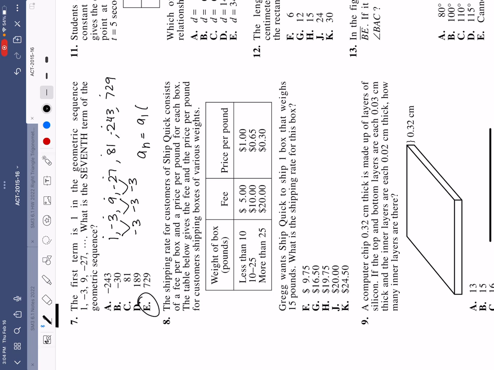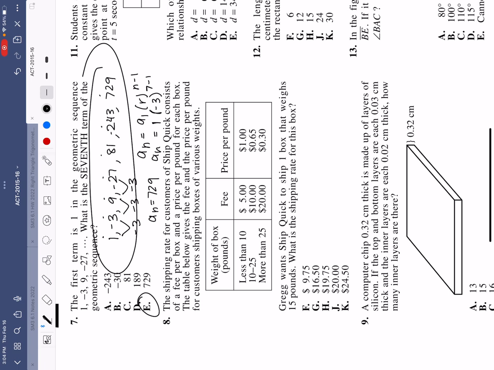It's a sub 1 times r to the n minus 1. And so you plug in the first term, you plug in how much they're multiplying by, what term you're trying to find, and you can multiply that out to also get 729. So either way works. I think this is the most common sense way, but if you know the formula, if it asks for a really big term, let's say it asks for the 50th term, this way would have been so much easier to find it, okay?